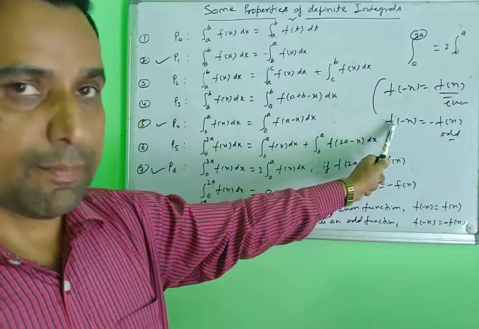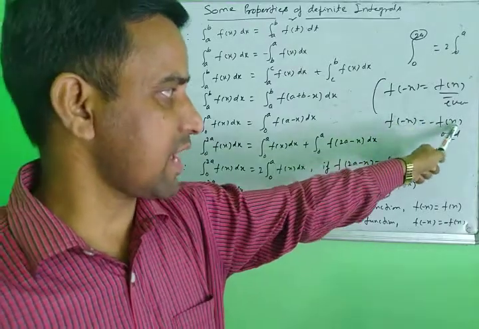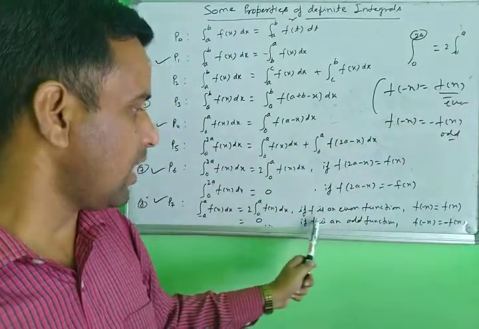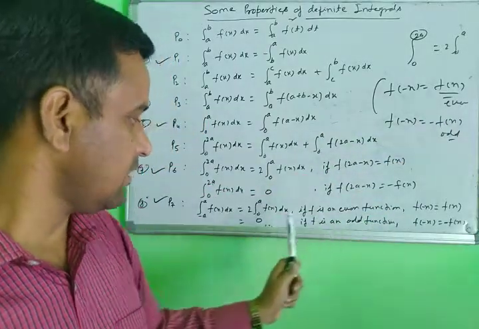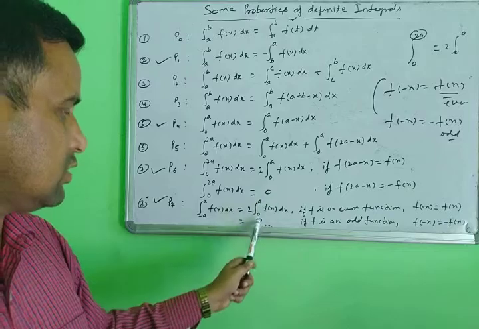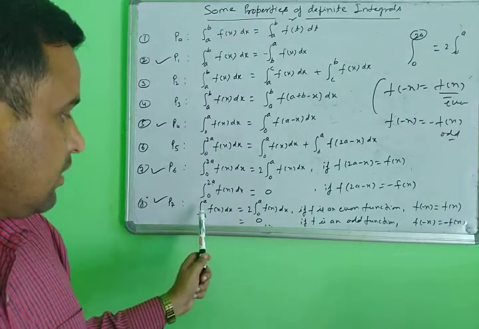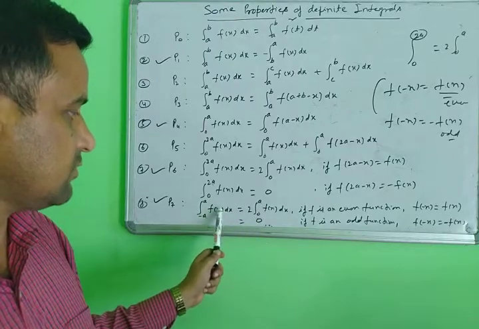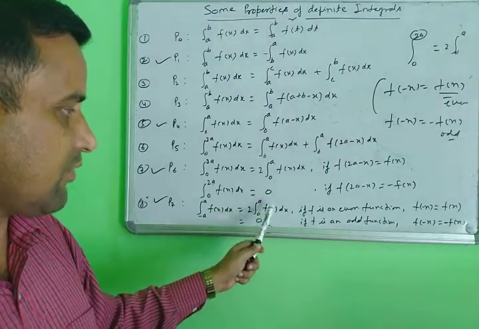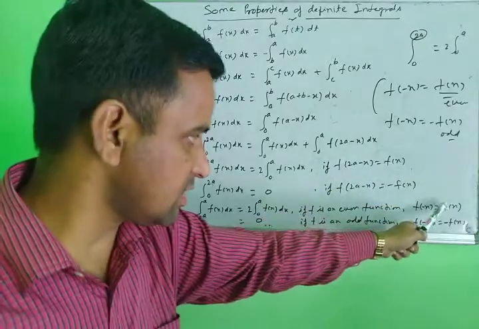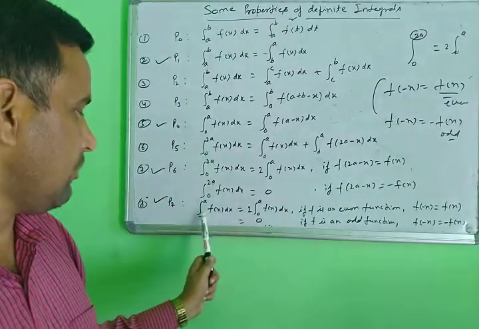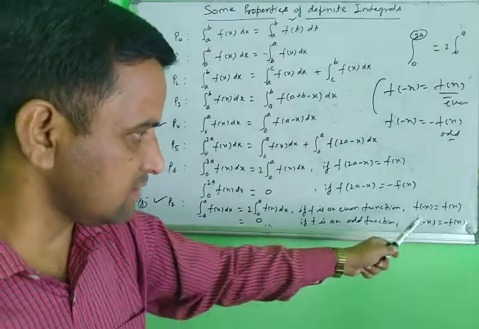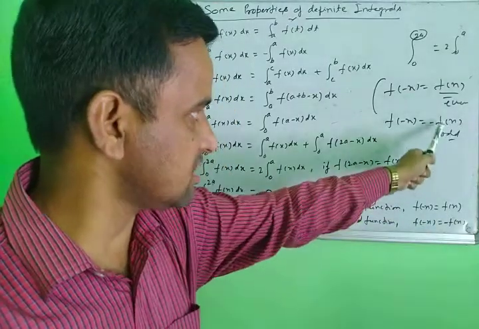When f(minus x) equals minus f(x), that means the function is odd. When the function is odd, the result is 0, meaning the value of the integral from minus a to a of f(x) dx is equal to 0. So when the function is even, the result is 2 times the integral from 0 to a of f(x) dx, and when the function is odd, the integral from minus a to a of f(x) dx is 0.